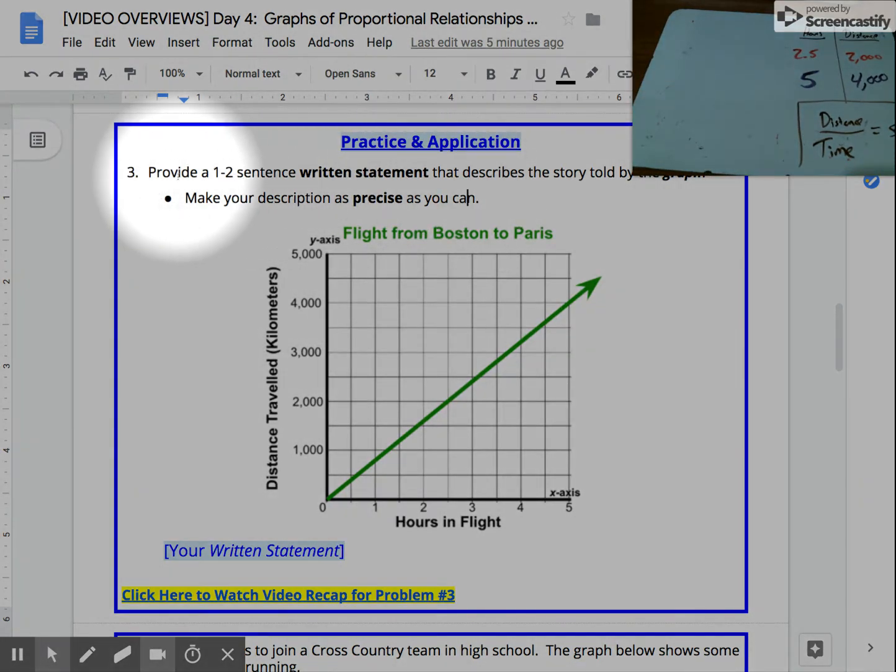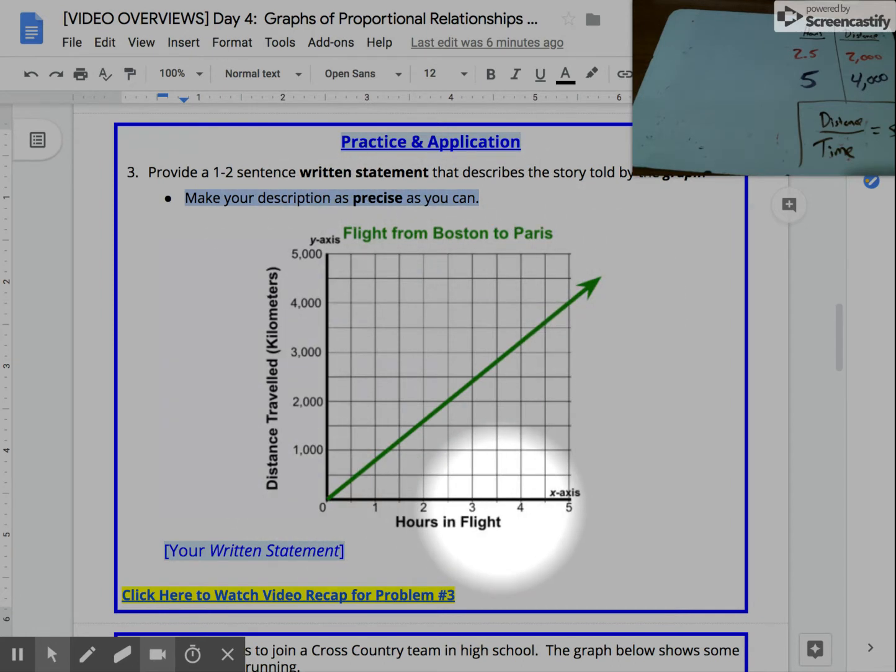Problem number 3 asks us to provide a 1 to 2 sentence written statement that describes the story told by the graph we see here in green. We're also told to make your description as precise, that means as exact with numbers as you can. So again, making a description that's precise, we're going to write a couple sentences that use numbers to precisely describe the story we see on this graph.